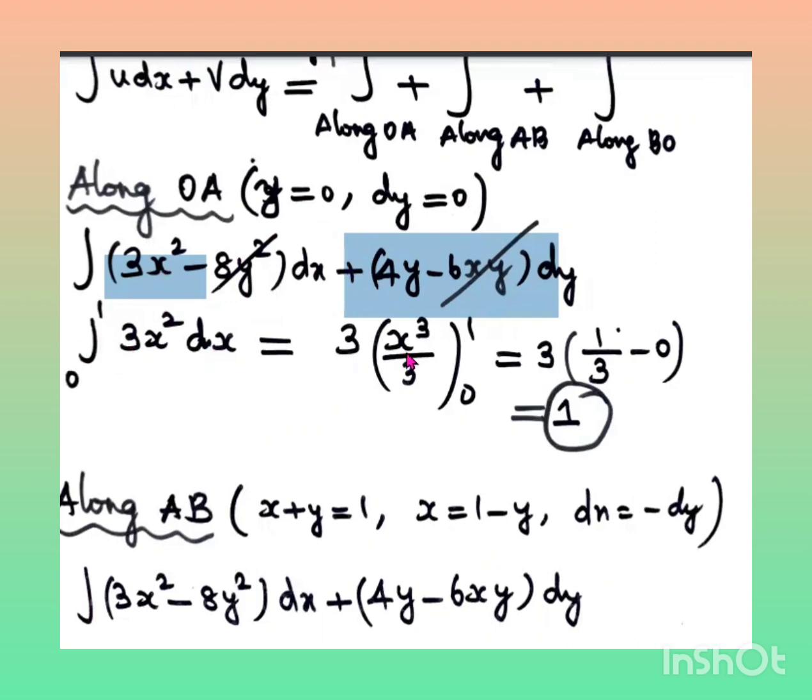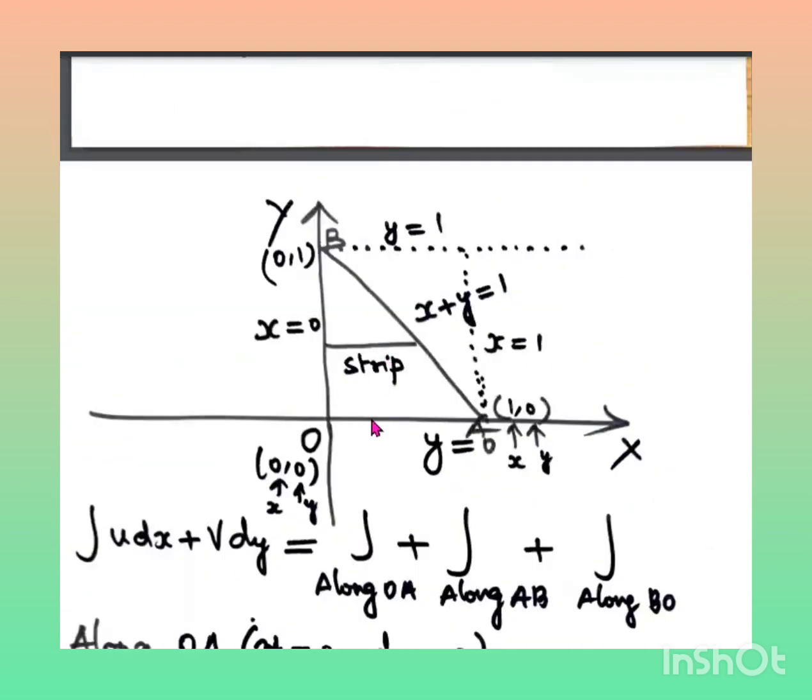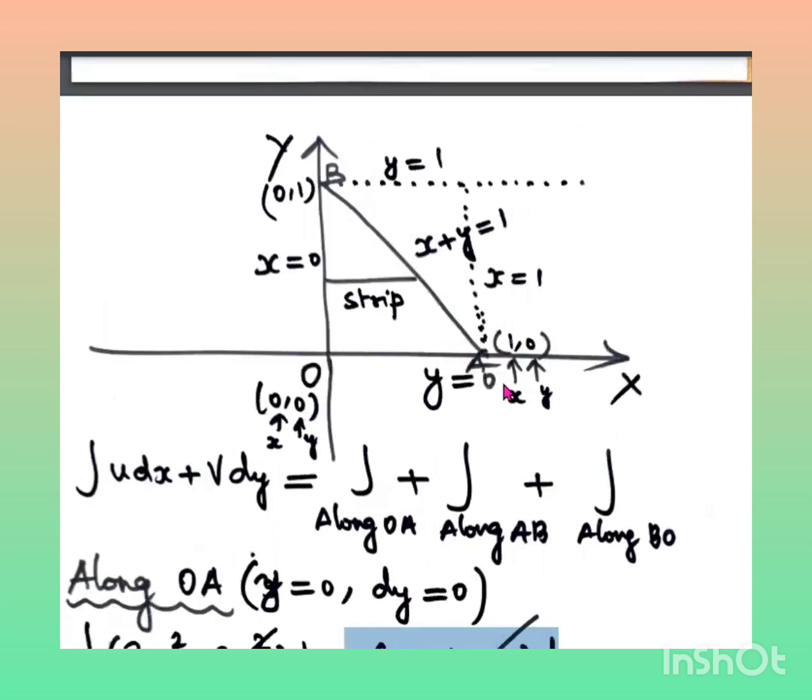Now you have to see the limit, x square dx. So the limit of x you have to find. How to find the limit of x along OA? Along OA, at the point O it is 0, 0: the first 0 stands for x, the second 0 stands for the y axis. Here at the point A it is 1, 0: 1 is for the x axis, 0 is for the y axis.